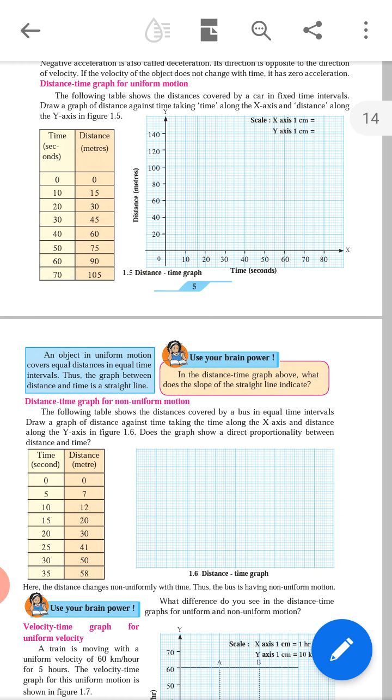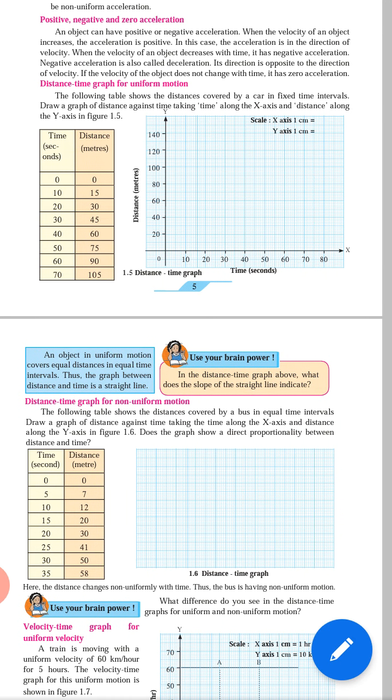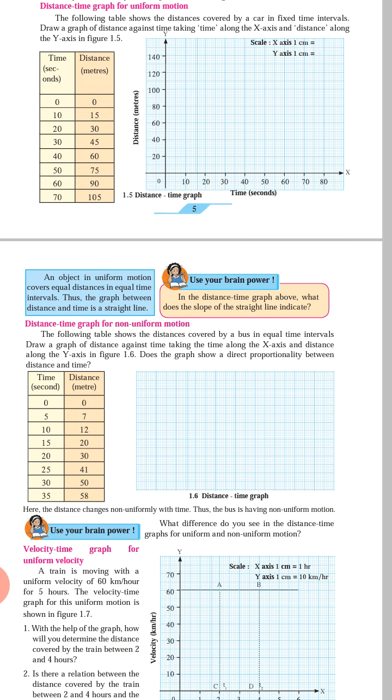In first graph you could have straight line starting from 0. Inclined line was there, but in non-uniform motion you are not going to get any straight line. You will have some zigzag type line, because it is not directly proportional. Here distance and time are not directly proportional in non-uniform motion, but in uniform motion distance is directly proportional to time. You have to draw this graph also in your notebook or in the textbook.